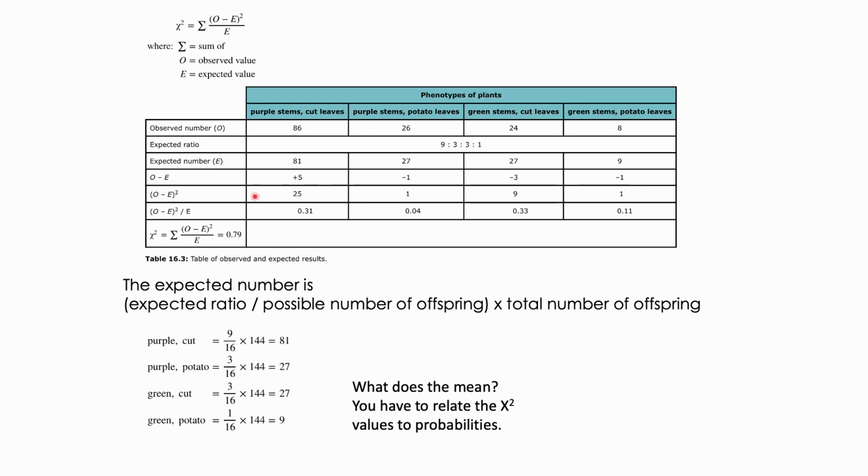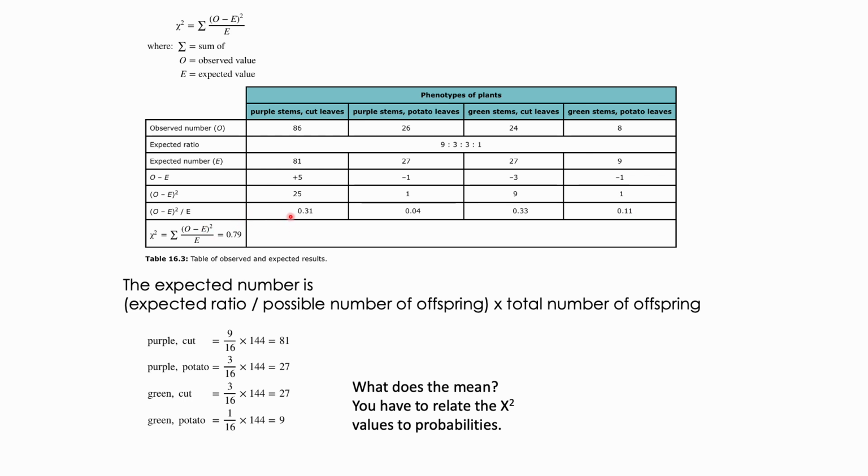Then you're going to take the difference between the observed minus the expected. And that's where we're getting our next set of numbers. And then we square that value. Again, squaring it is going to get rid of any negatives, because negative times negative is a positive. So this gives us all positive values. Once you have squared the values, you then divide that again by the expected number. So this 25 is going to be divided by your 81. That's where you're getting this 0.31. And you do that for each data set.